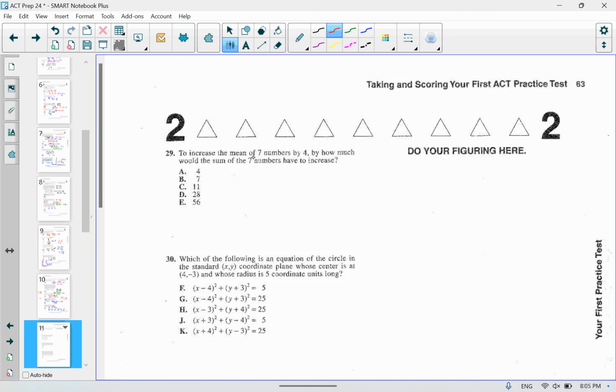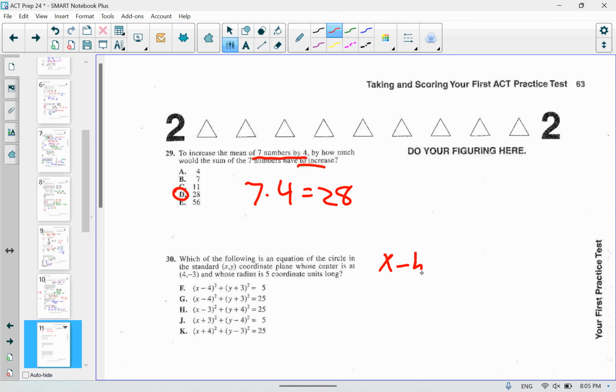To increase the mean number of 7 numbers by 4, how much will the sum have to increase? Mean being average, so I just have to multiply the number of numbers, in this case 7, times whatever number I want to increase the average by. So I'd have to increase the total by 28.